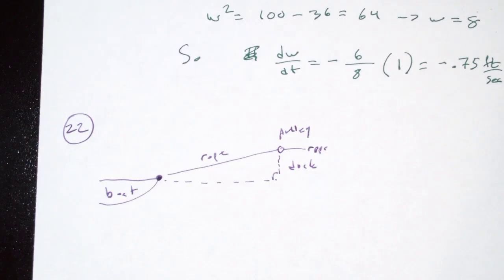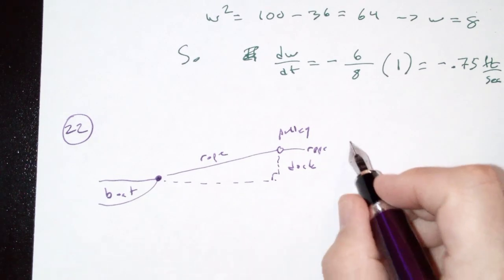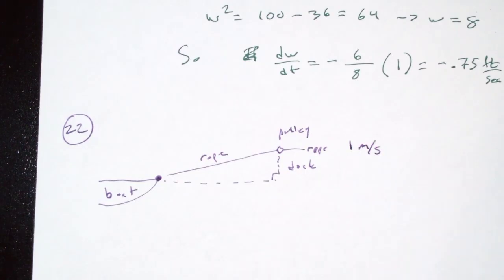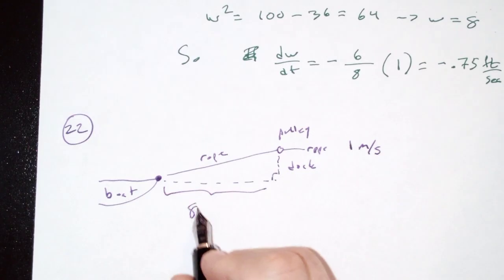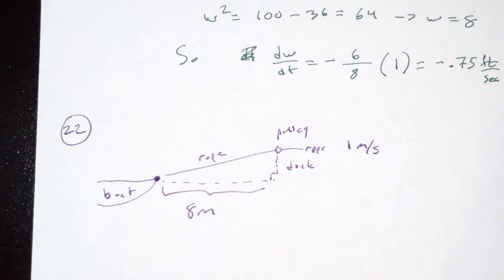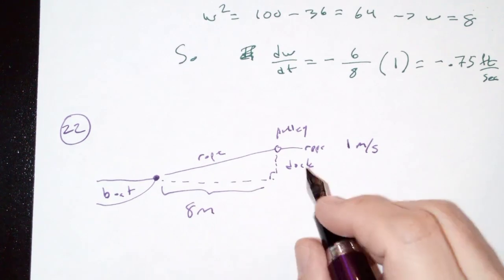Okay. I was told how fast the rope is being pulled. How fast is the rope being pulled? 1 meter per second. And I was told that the boat is 8 meters from the dock. I was also told something else about the dock. What else was I told about the dock? Problem 22. The height of the dock. I was told that the dock is 1 meter high.